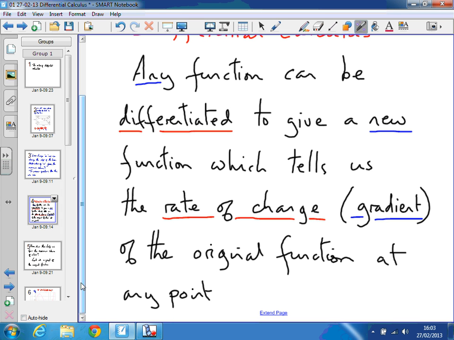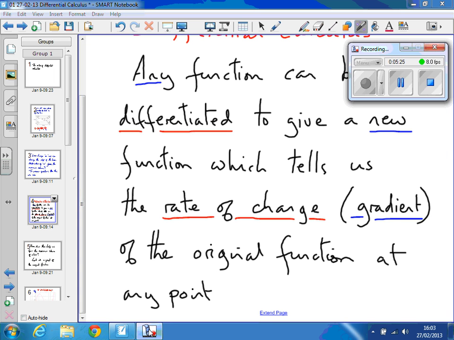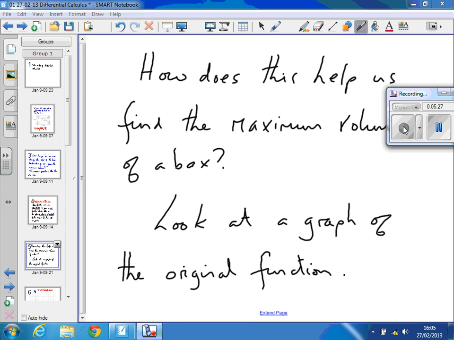As soon as things start to move, we're interested in the rate at which these things move, and that's when differential calculus becomes useful. So if I just pause, how does this help us to find the maximum value of the box that we're interested in? Let's look at a graph of the original function.